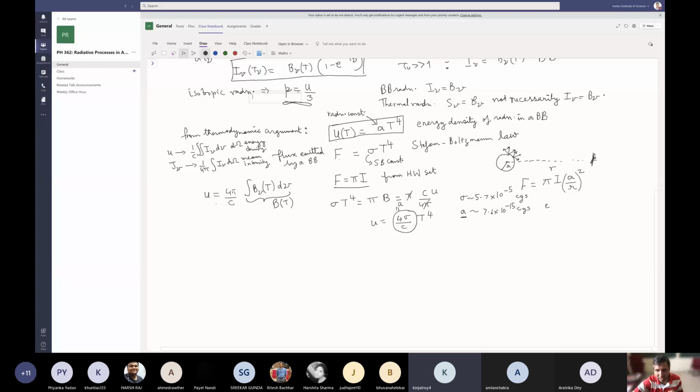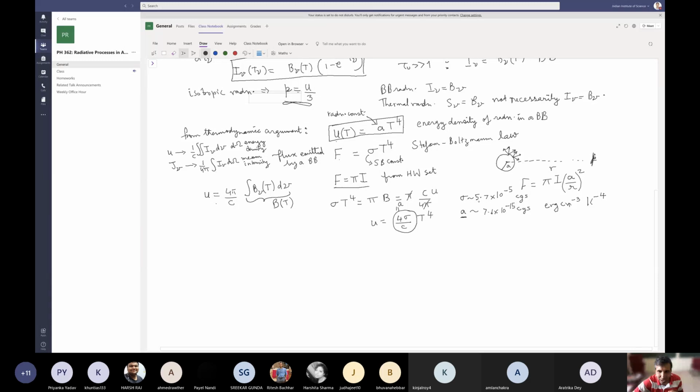That's good. So this is erg, right? So this U has units of erg per centimeter cube. And then you have T to the minus 4, which is Kelvin to the minus 4. So these are the units for A.